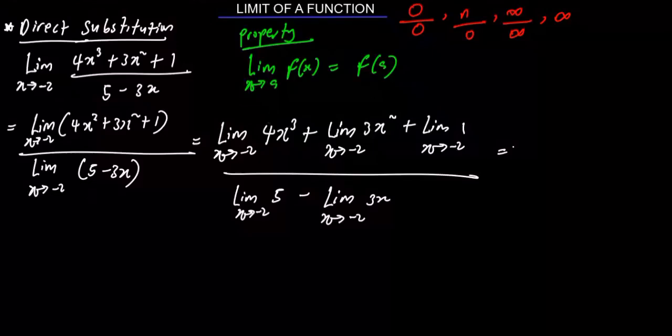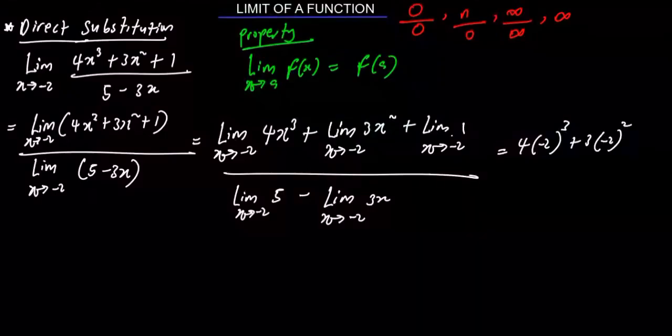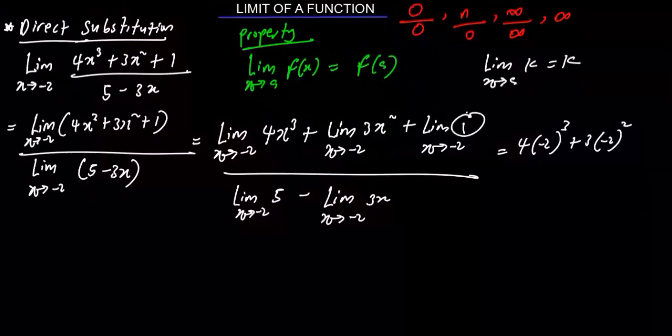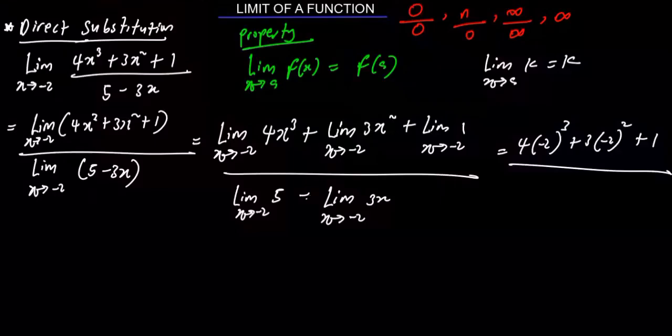So here I'll now be having 4 times negative 2 raised to power 3, plus 3 times negative 2 raised to power 2. And remember this property, that if I have the limit as x tends to a of k, my answer is still equal to k. This one is a constant, so you will still have this 1 back. Then all over, this is also a constant, you have 5 minus 3 times negative 2. Negative 2 to the power 3 gives me negative 8.